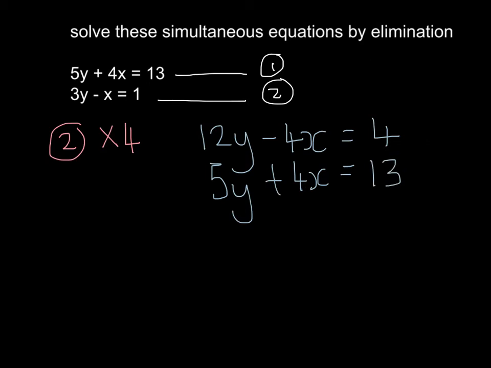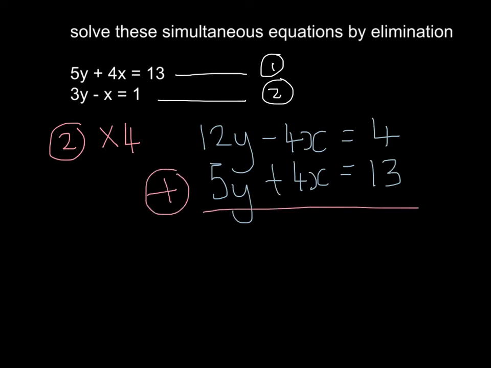Then what I'm going to do, because I've now got the same number in front of the x terms, one of them's negative and one of them's positive. So that means if I add those two together, they're going to cancel each other out and we're going to get 0. So in fact what I'm going to do is add both of the equations.